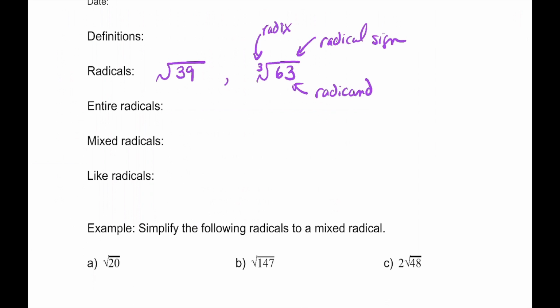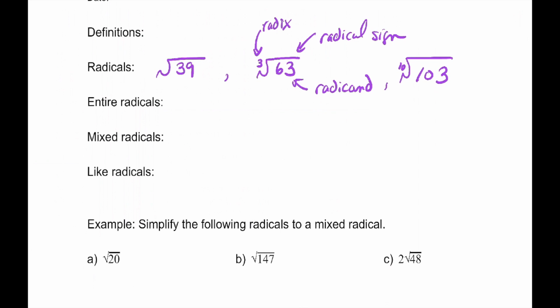Okay, so for the examples I've given up here, just as another example, the number inside the nook could be any number. So in this case, it could be a 10. And here I'm going to have 103 inside of my radical as my radicand. So all the examples I've given up here are entire radicals. In other words, when we see an entire radical, there's no coefficient being multiplied to the radical itself. So all the examples I gave up top are entire radicals.